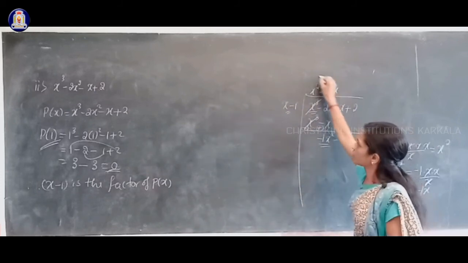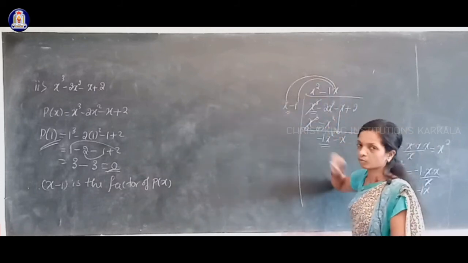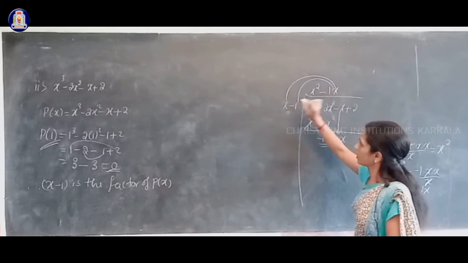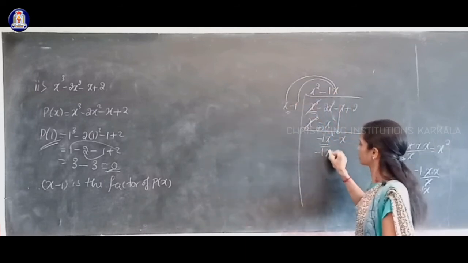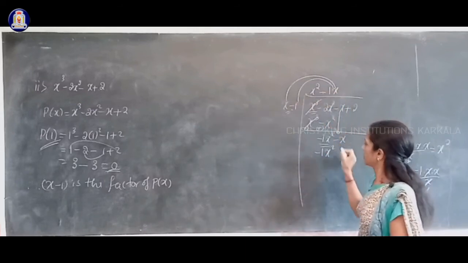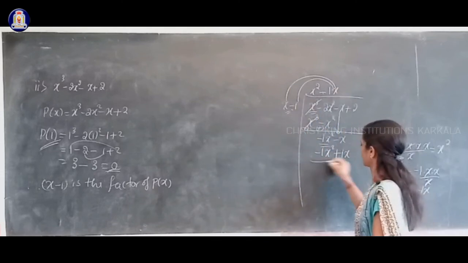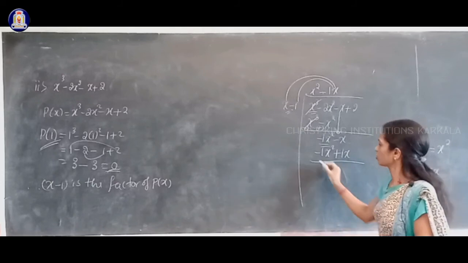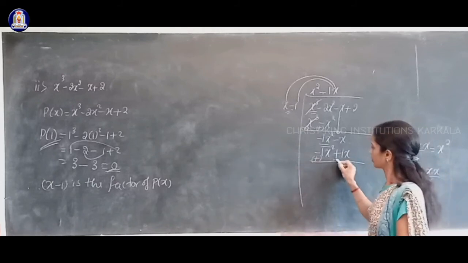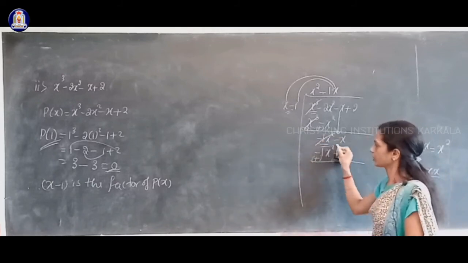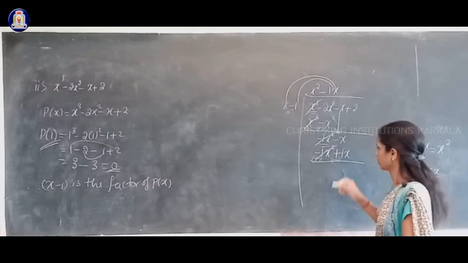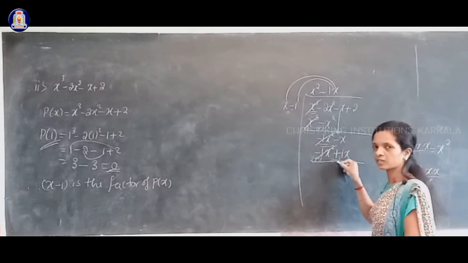Okay, minus 1 x with x, minus 1 x with minus 1: minus 1 x into x is minus 1x square, minus into minus is plus, 1 into 1x, that is 1x. Okay, second row, symbols you have to change: minus is there, plus is there, you have to change to minus. Minus 1x square plus 1x square cancels, and here both are with the minus sign.